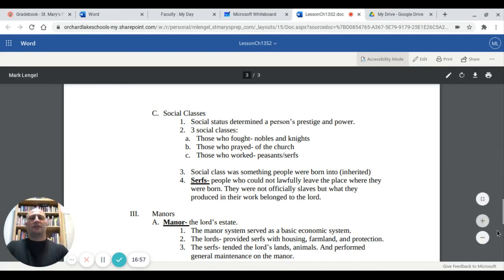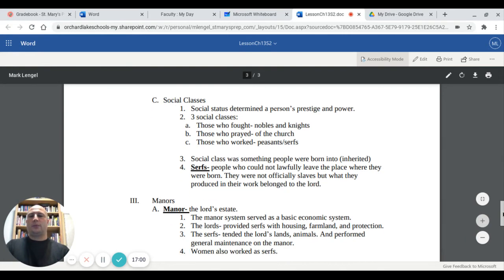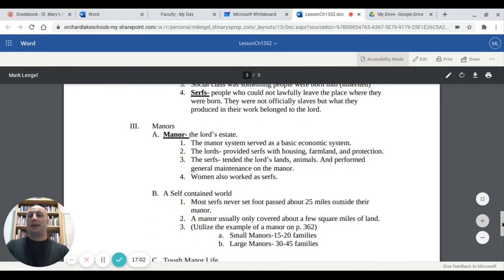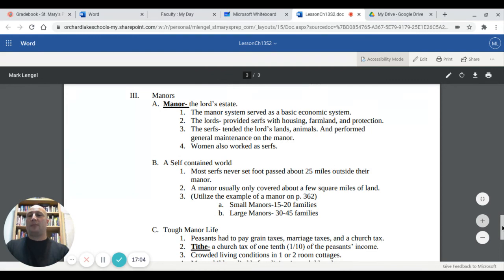Okay, where did all of this take place? What was the noble's land? What type of land did they own? It's called a manor. Okay, we're not talking about manners like your dinner time manners or saying please and thank you. The manor is a parcel of land known as the Lord's estate.